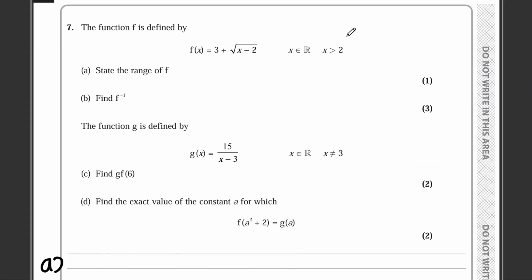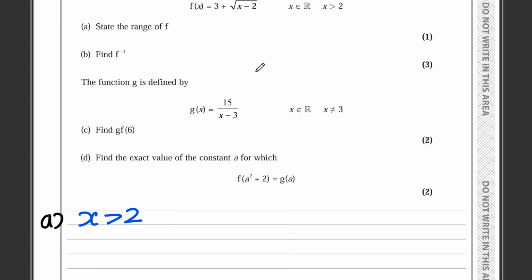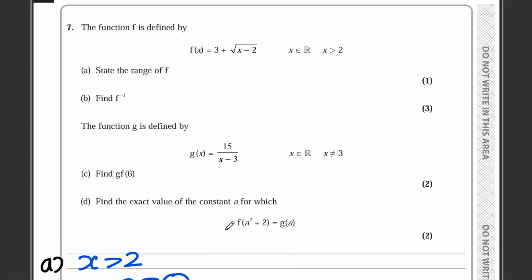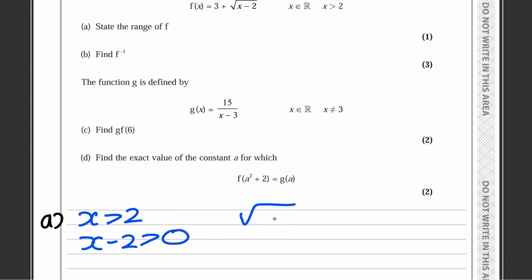And the best way to approach this is if we start with the domain here, where x is bigger than 2. So if we look at the x minus 2 here inside the square root, if x is bigger than 2, that means that x minus 2 is going to be bigger than 0. I've just minus 2 from both sides here. So we have the square root of x minus 2. So the square root of x minus 2, if x minus 2 is bigger than 0, that means the square root of x minus 2 is also going to be bigger than 0.